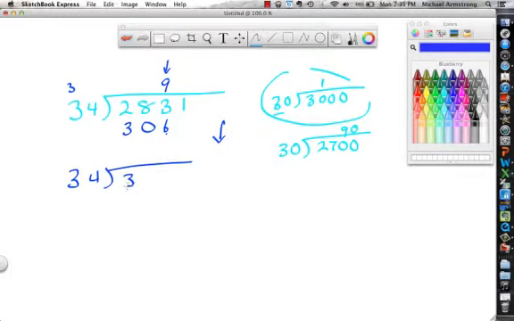same number, same problem, 2,831. This time I'm going to adjust downward to 8. 8 times 4 is 32. 8 times 3 is 24. Plus 3 is 27.